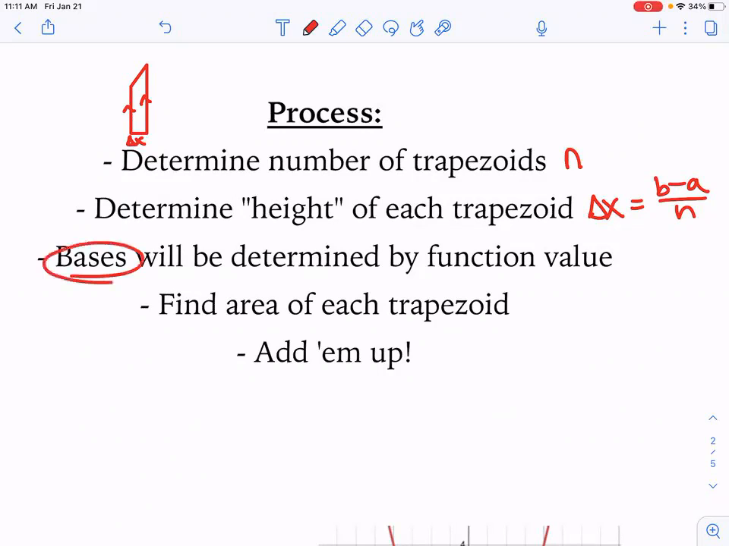Okay, the bases, base 1 and base 2, are our function values. Yesterday they were the height of our rectangles. Now they're the bases. Okay. And then like yesterday, we'll add up all of our area. Now I'm hoping we can find some patterns so that we don't have to find area plus area plus area plus area every time. But that's how we're going to start out, just like we did yesterday.